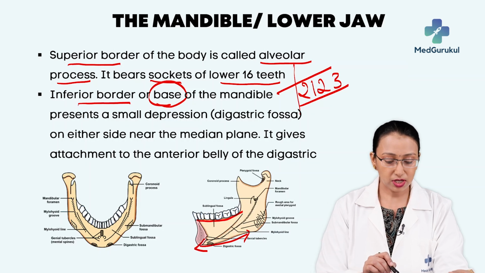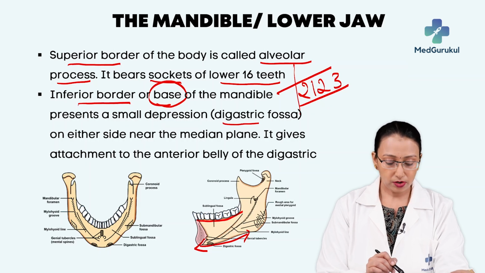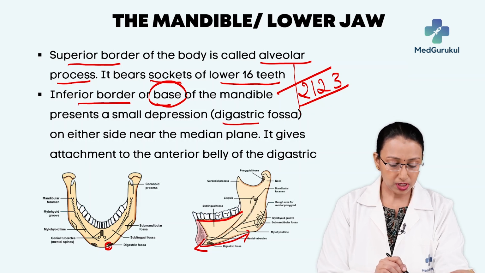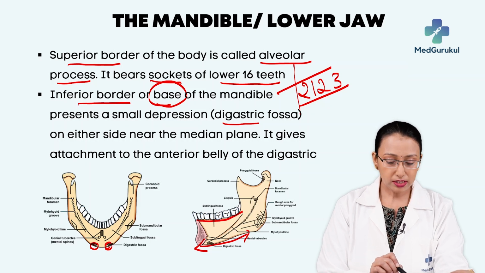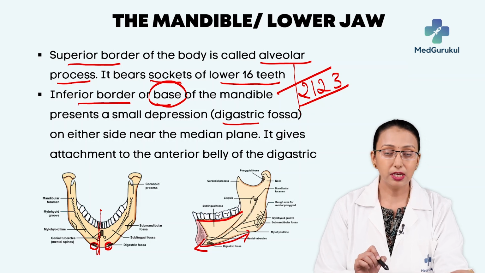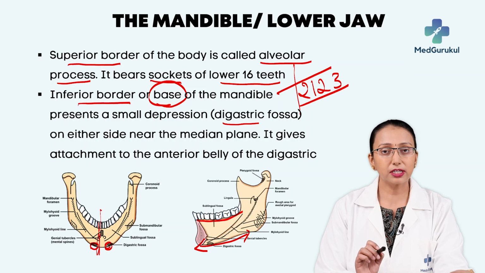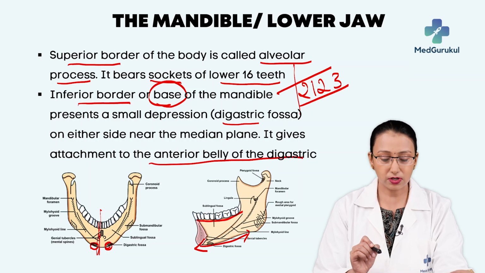The inferior border, called the base of the mandible, has a smaller depression called the digastric fossa. On either side of the median plane is the digastric fossa. The name itself tells what is attached there: the anterior belly of the digastric is attached to the digastric fossa.